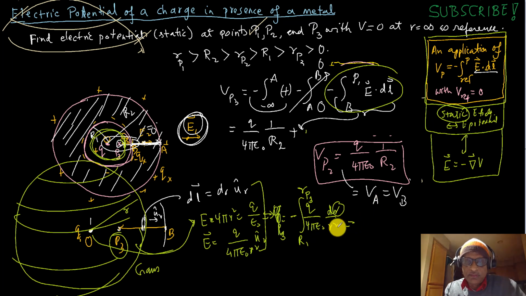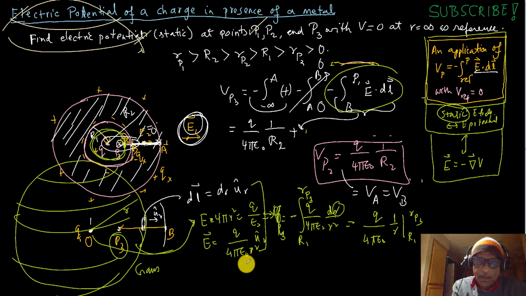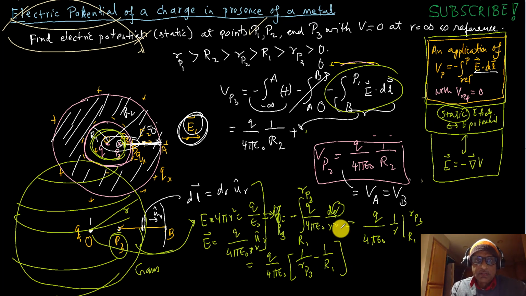You are looking at q over 4 pi epsilon naught 1 over r. This minus kills a minus that comes from there, r1 to rp3, and so this is q over 4 pi epsilon naught, 1 over rp3 minus 1 over r1.